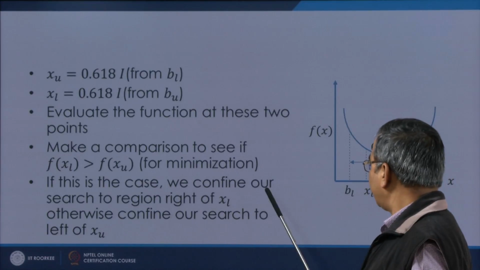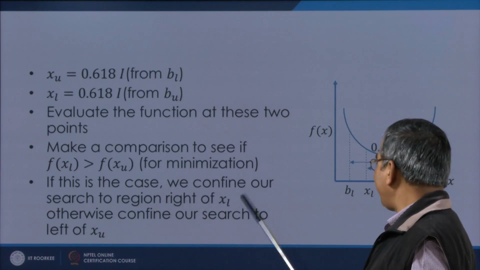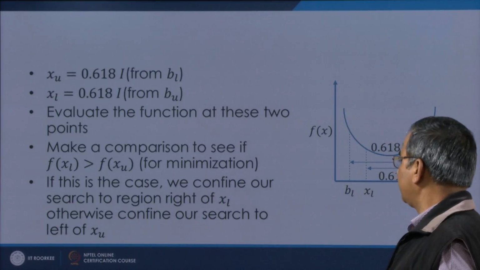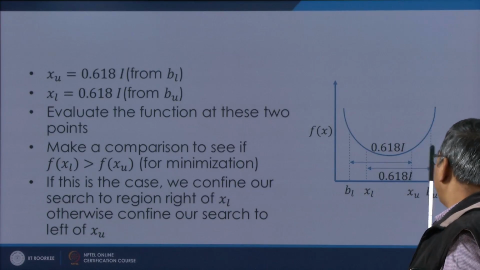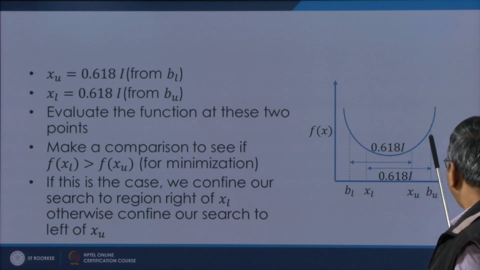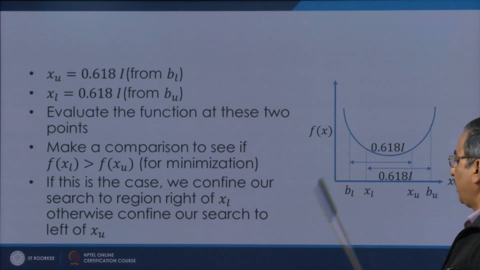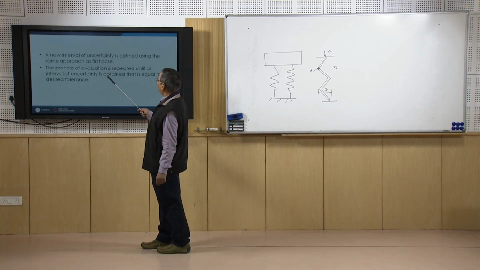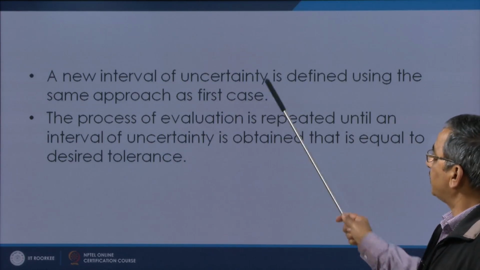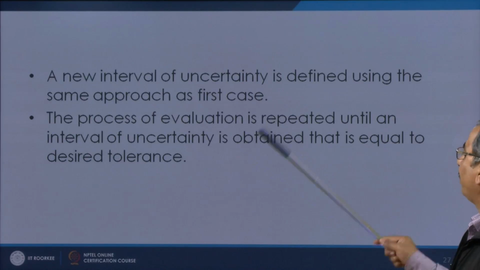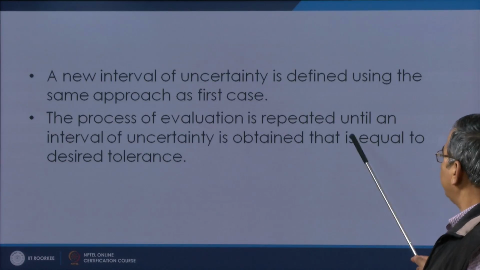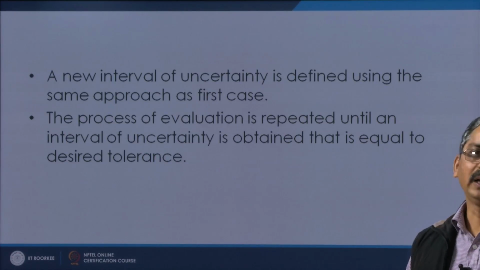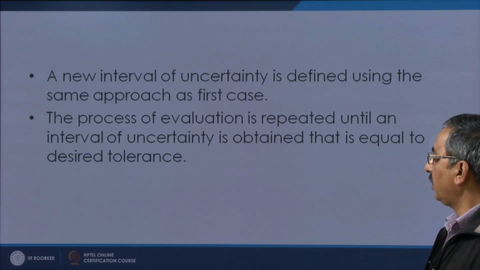So, in this case we confine our search to the region right of XL, otherwise we confine our search to the left of XU. So, we confine our search in this area, and if this is not the case, then we confine our search in this area. And then after this a new interval of uncertainty is defined using the same approach as the first case, and the process of evaluation is repeated until an interval of uncertainty is obtained that is equal to the desired tolerance which we are looking for.